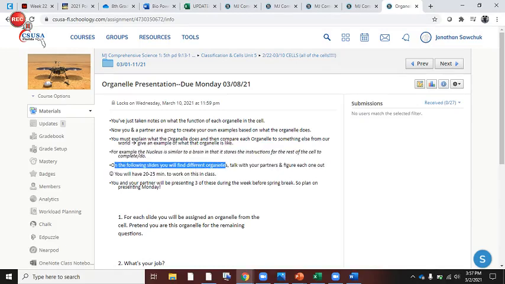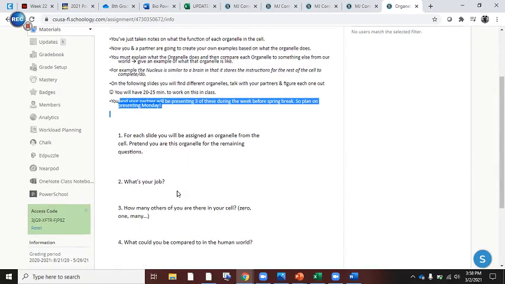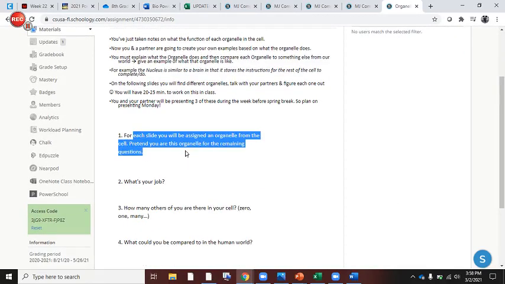On the following slides, you'll find different organelles. Talk with your partners and figure out each one. You will have 20 to 25 minutes to work on this in class today. Tomorrow we will spend a work day working on the next 5 or 6. You could probably get 10 done. And you and your partner are going to be presenting these starting next week, the week before spring break. For each slide, you'll be assigned an organelle from the cell, and you'll see on the slide it's got that written down.